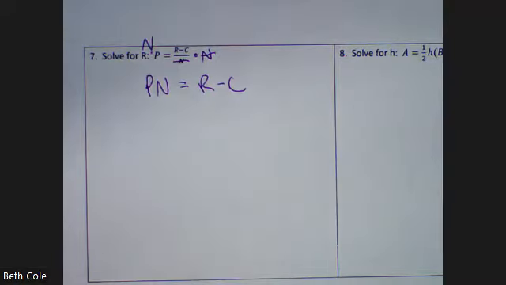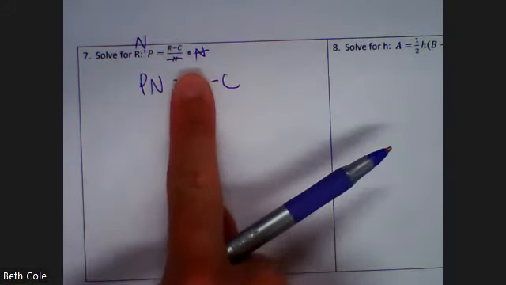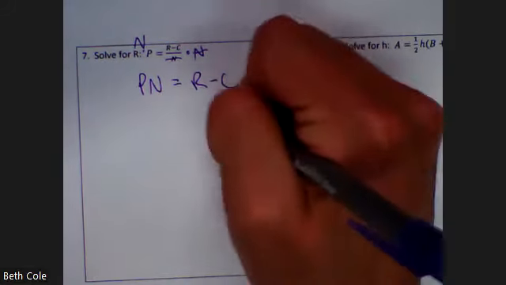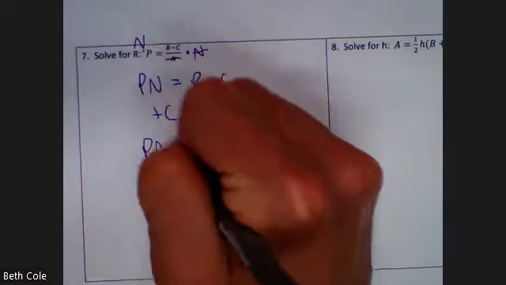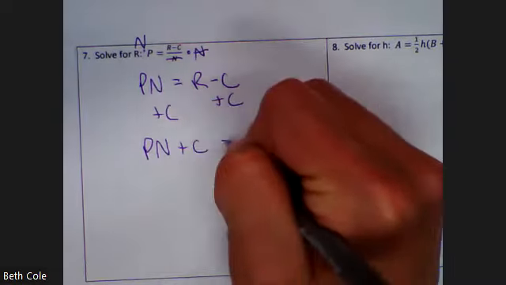Now, be careful. Remember what variable you want by itself. You want R by itself, so leave R where it is. What are you going to get? Plus C. So it will be PN or NP plus C equals R.